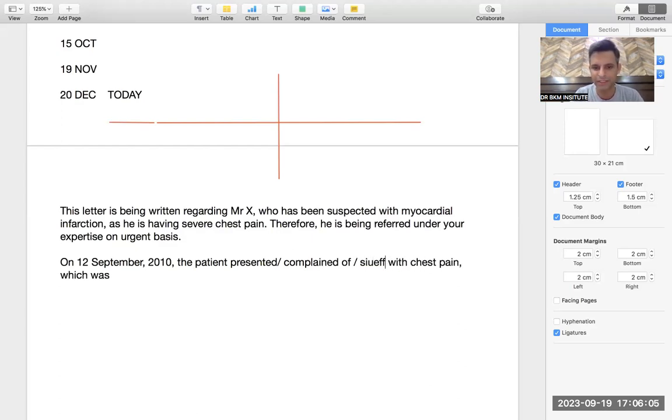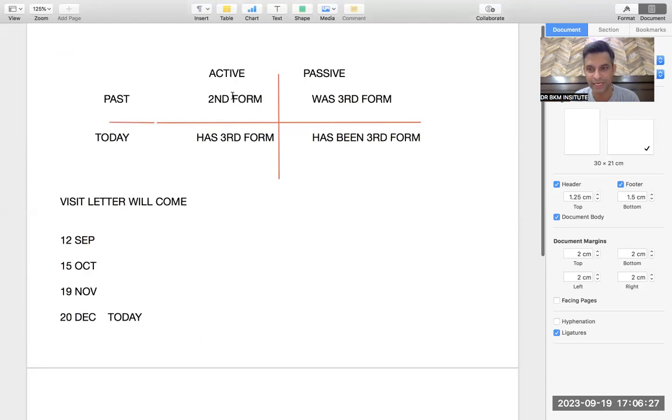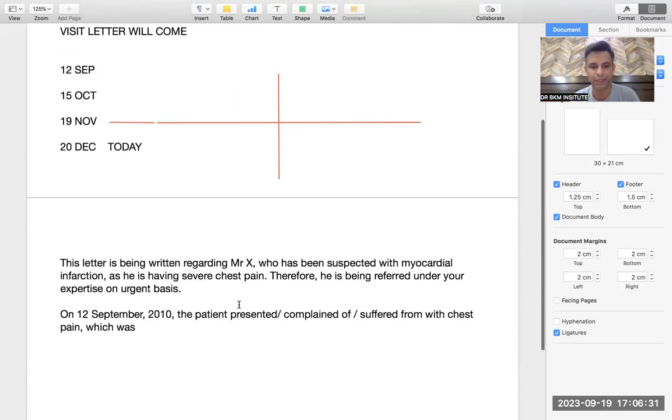Obviously myocardial infarction is something that's going to happen at that moment only. It can't be a consistent pain, but I'm just telling you the pattern. Please do not take it that way, but learn the tenses. The patient presented, that means by himself, active. Or you can write patient complained of, or you can write suffered from. So this is active. Let me take you back. Patient, second form, active. Past dates: patient suffered from. Then you will examine the patient, which was whatever radiating to this and this thing.